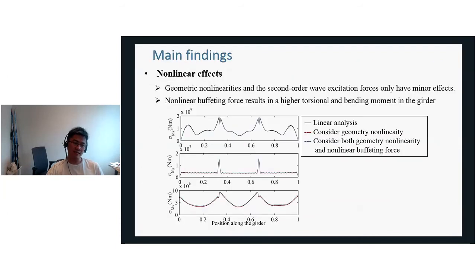After the validation test in the linear system, we include the nonlinear effect in the time-domain analysis. Here is the section moment along the girder, the standard deviation of the section moment. We have results based on the linear analysis, the analysis considering geometry nonlinearity, and the analysis considering both geometry nonlinearity and the nonlinear buffeting force. It turns out that the geometry nonlinearity has almost no effect. The nonlinear buffeting force makes some difference on the standard deviation of the vertical bending moment and the torsional moment, but not a very significant difference.